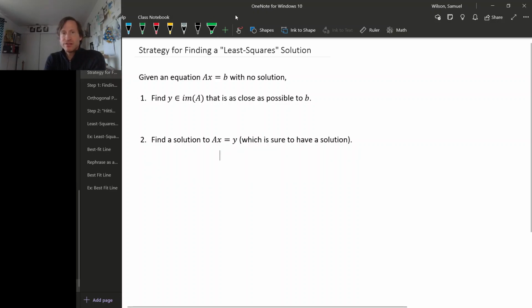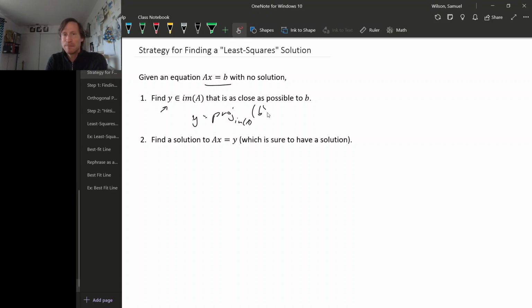So to solve this least squares type situation where we have an inconsistent system, we had these two steps. First, we were going to find the vector in the image of A that's as close as possible to b, and we've taken care of that. Right now we know that the vector we're looking for is the orthogonal projection onto the image of A of b. So next we need to find some nice way of solving this equation, Ax equals y.